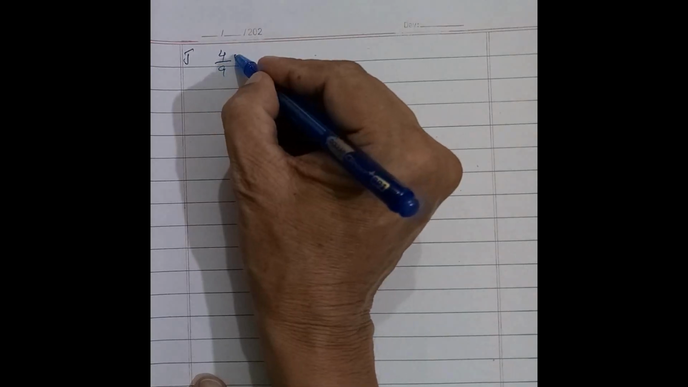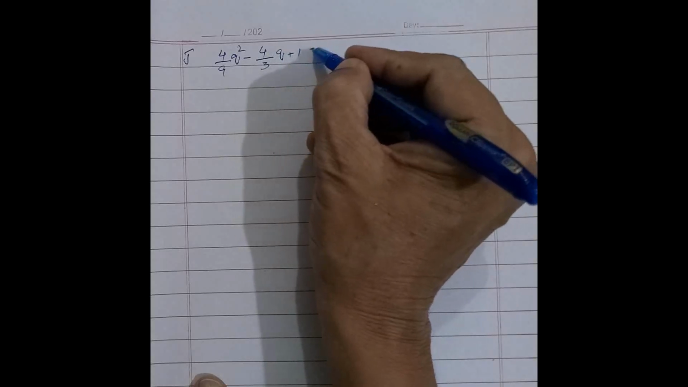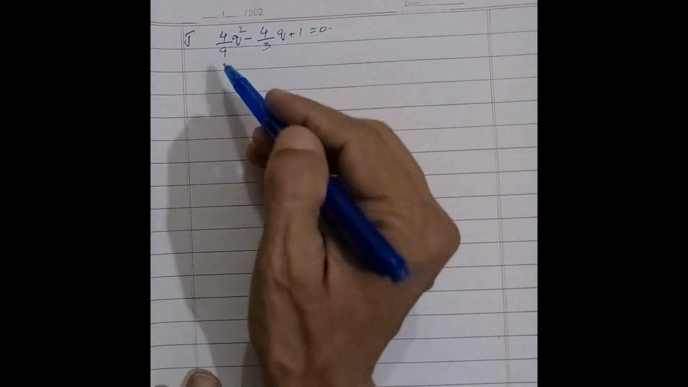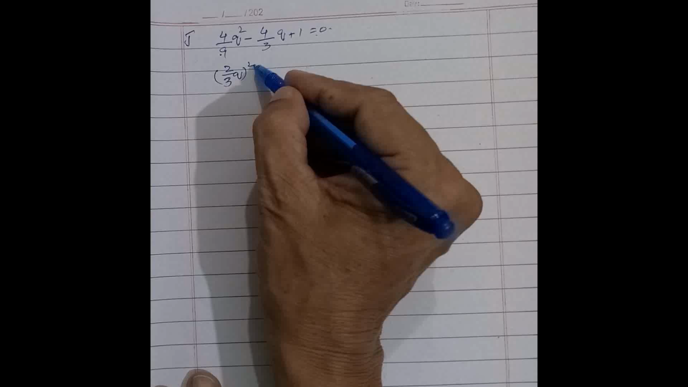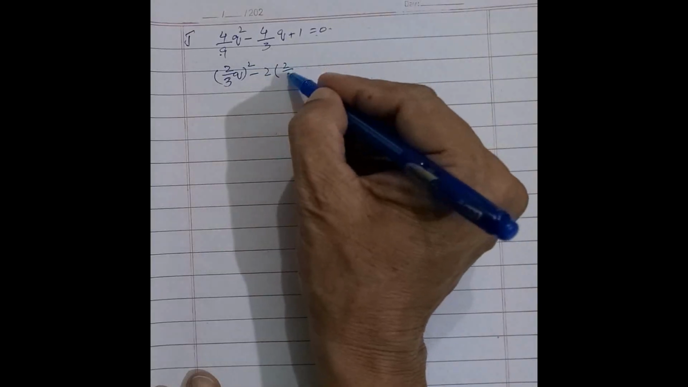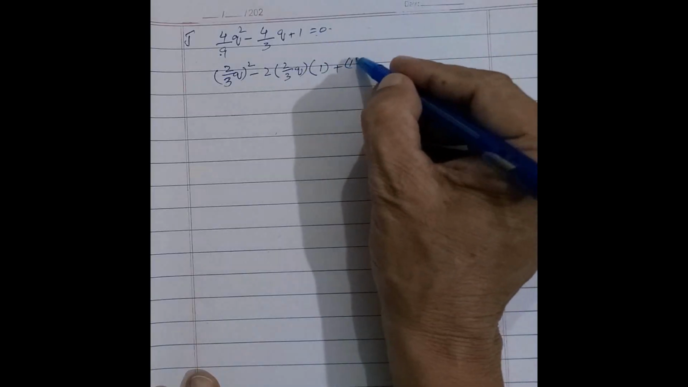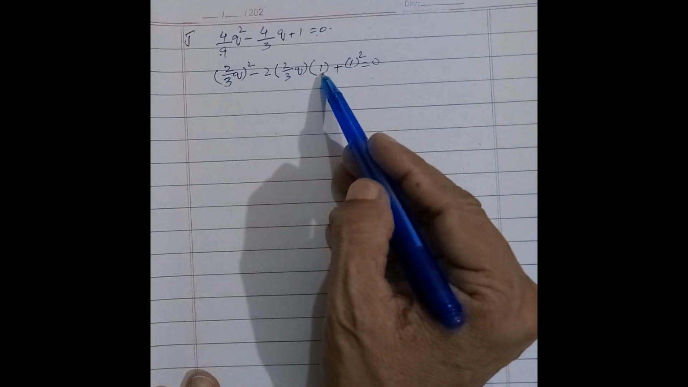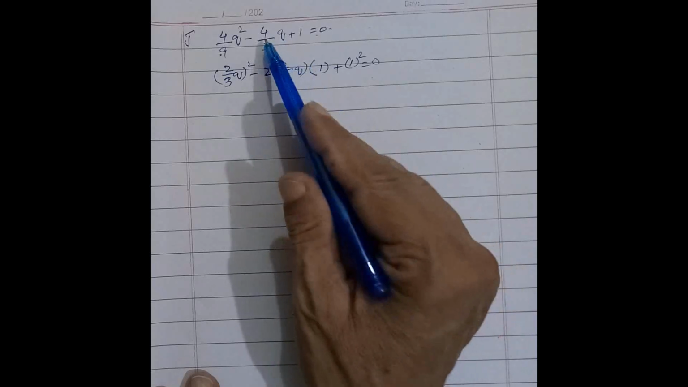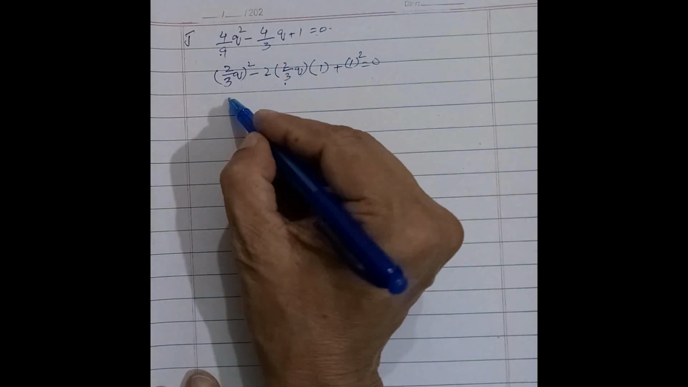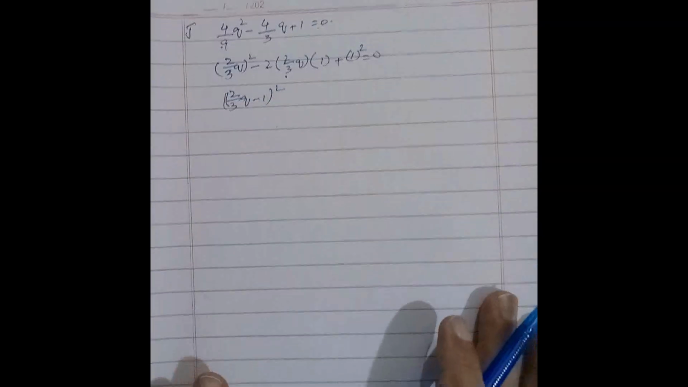4 over 9 q square minus 4 over 3 q plus 1 is equal to 0. Take the square root of 4 over 9 q square. We have 2 over 3 q whole square minus 2 into 2 over 3 q into 1 plus 1 square root is 1. Multiply these values. 2 multiplied by 2 over 3 q, 2 multiplied by 2, 4, 4 over 3 q is the same. And we get 2 over 3 q minus 1 whole square.